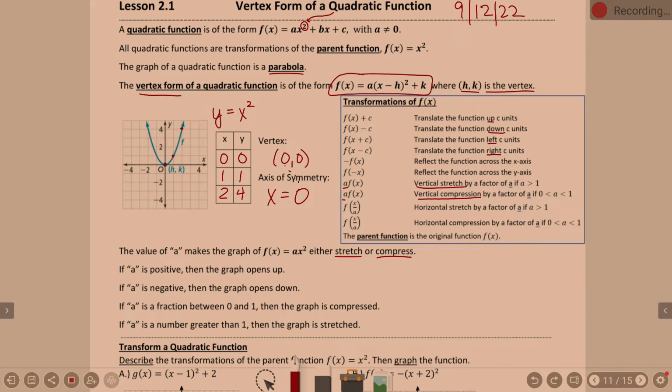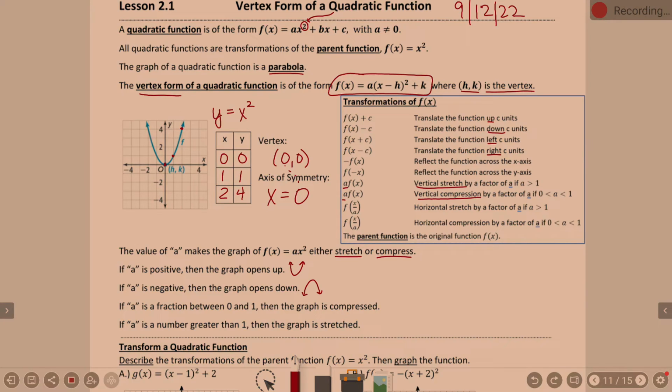Important things. If A is positive, what's my graph going to do? It's going to be a regular, everyday U-shape. Okay, if the A is positive, then regular, everyday U-shape, graph opens up. What if the A value is negative? It goes down. Okay, that's going to reflect it, yes. And it's going to reflect it across the x-axis. And so it's going to be an upside down U. Those are really key things to notice. If my A value is positive, right side up U. If it's negative, upside down U.